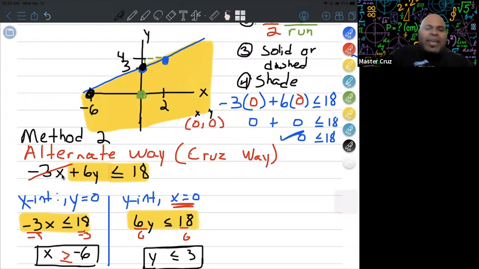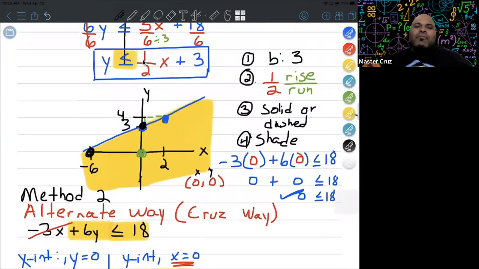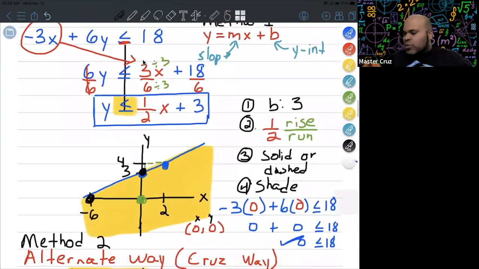If you want to find the x-intercept, just take this number 18 and you divide it by the coefficient of negative 3, and that gives you negative 6 automatically. And so that's negative 6. If I want to find the y value, the y-intercept, I ignore the x, and I just take this 6 right here, and I divide 18 by 6, and that gives me the 3, which is the y-intercept. So it's actually pretty cool if you understand it. If this method is not for you, it's too complicated, method 1 will always work.